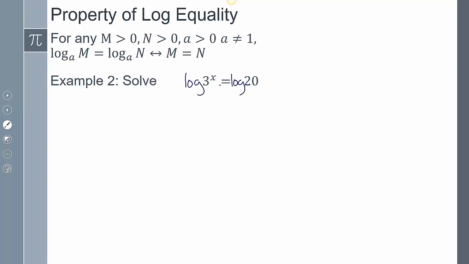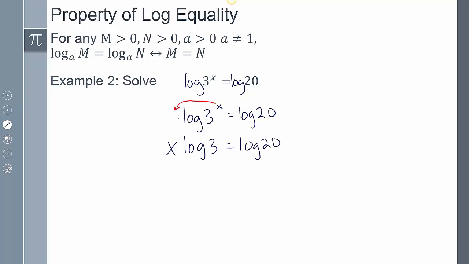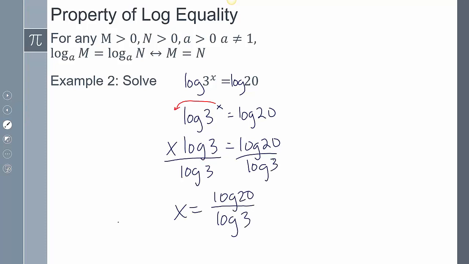And so now that I've taken common log, this becomes that power that I can move to the front using the power property. And so moving that x to the front, now that it's no longer an exponent, I can manipulate my equation to solve it. So now I'm going to divide both sides by log base 3, just log 3. And so in my calculator, I enter log 20 over log 3, and it's going to give me approximately 2.7268.